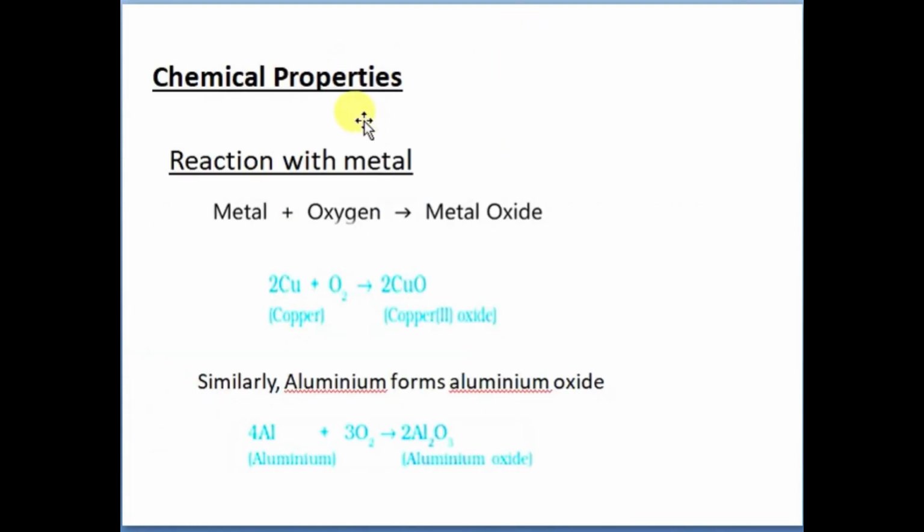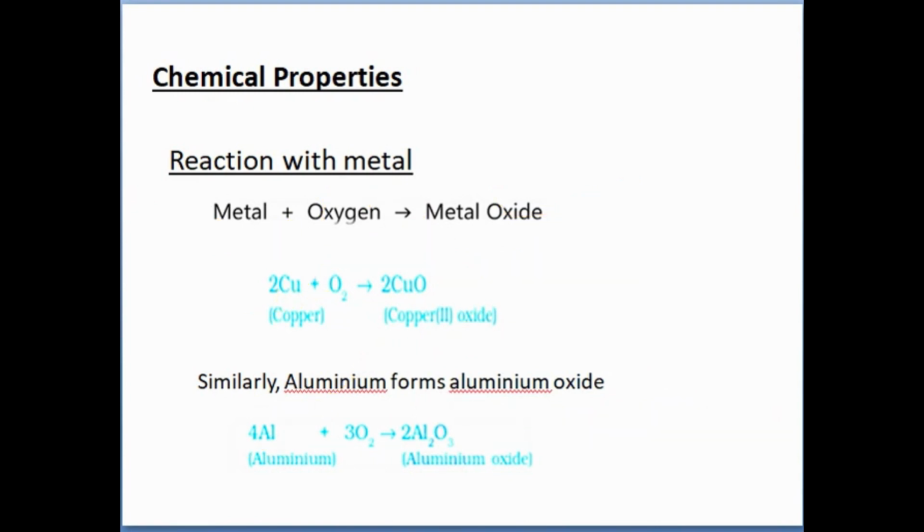Then if we discuss this reaction, metal will react with oxygen to form metal oxide. We have the example of copper or aluminium. Copper reacts with oxygen to form copper oxide. Aluminium reacts with oxygen to form aluminium oxide.